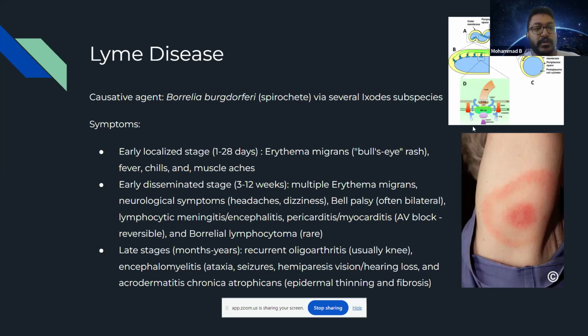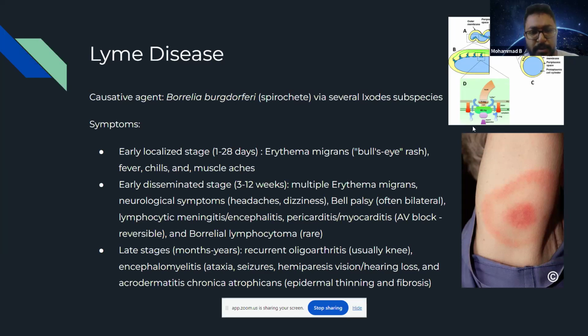So moving forward, the most popular disease caused by ticks is Lyme disease. Usually it's caused by Borrelia burgdorferi, which is a spirochete, and it's very closely related to other spirochetes, for example, syphilis. The early symptom of Lyme disease is erythema migrans, which is characterized by a target rash. As you can see on the right, it has the shape of a target or a bullseye, and people usually experience fever, chills, and muscle aches.